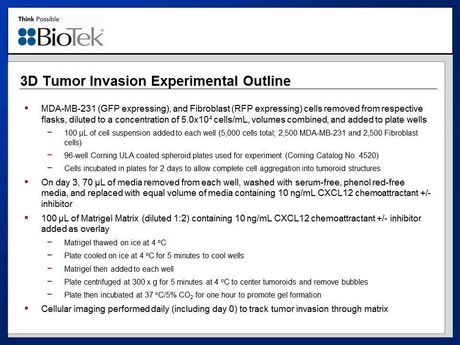Following tumoroid formation, a portion of the media was removed and replaced with media containing chemoattractant or chemoattractant and inhibitor. Diluted Matrigel matrix, again containing either chemoattractant or chemoattractant and inhibitor, was then added on top of the aqueous layer as an overlay. Then following centrifugation to reposition the tumoroid in the center of the well, fluorescence and bright field imaging was then performed for the initial time point and subsequently repeated on a daily basis throughout the entire incubation period.